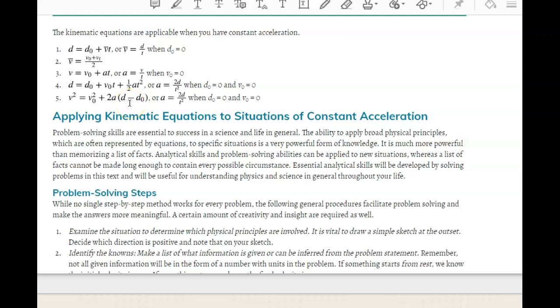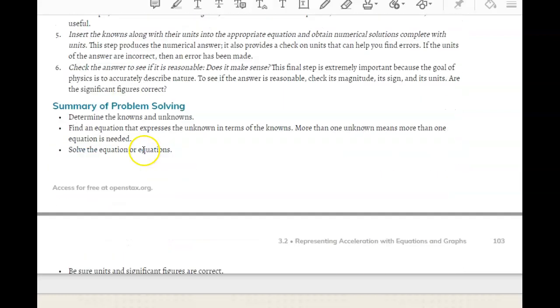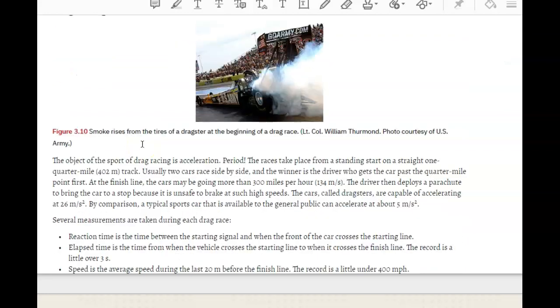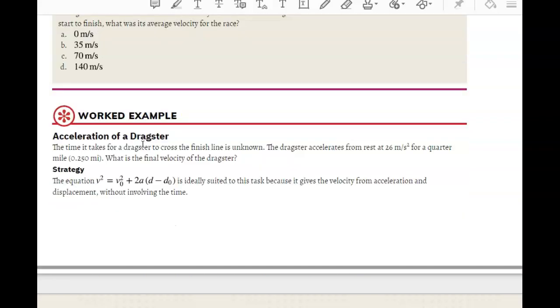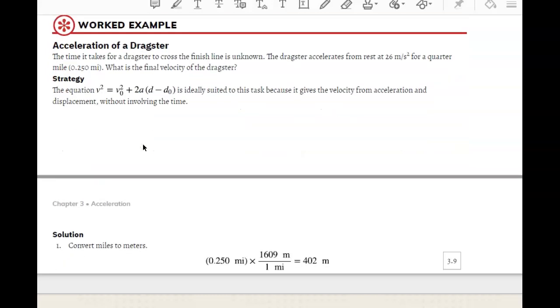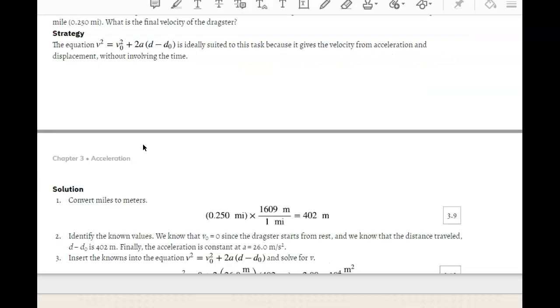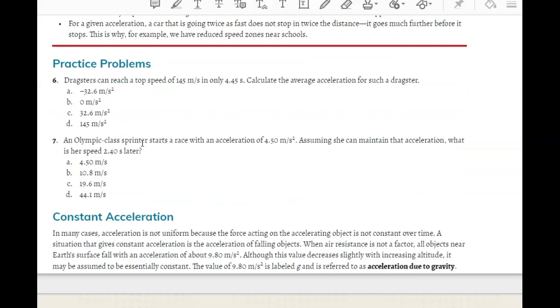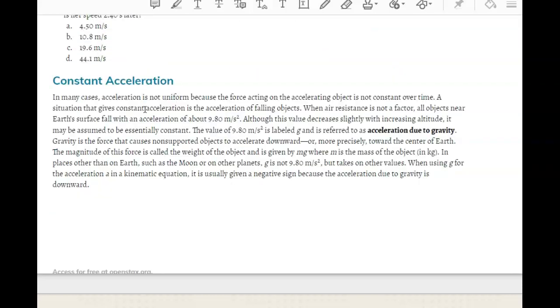In using these equations, this book starts talking about problem solving, so go back and look at the problem solving steps that I do. I'm going to be going over some other equations, or possibly we can do some of these practice problems. So look in the next lecture for that.